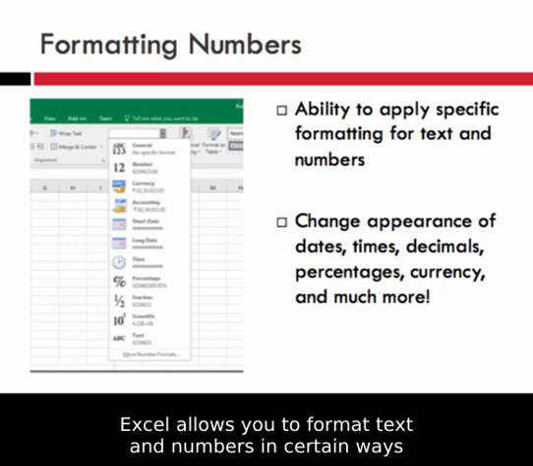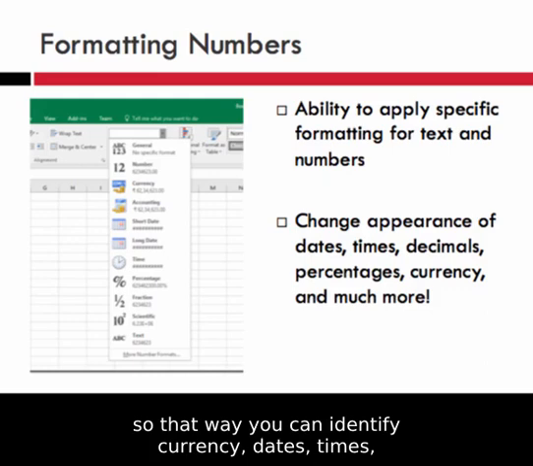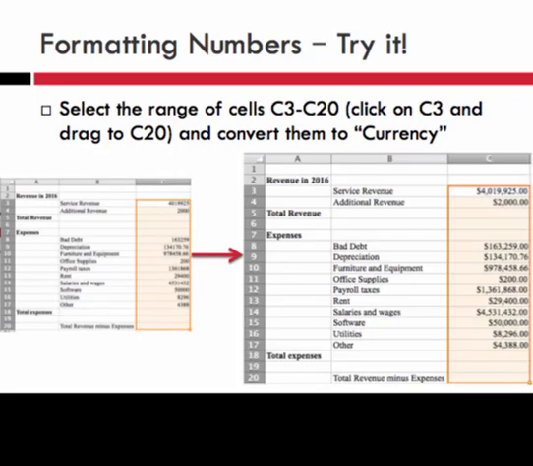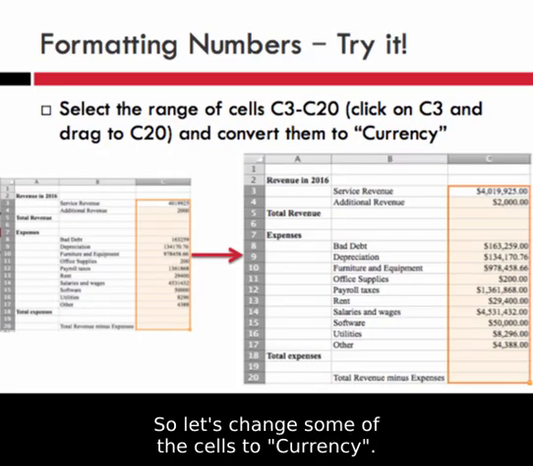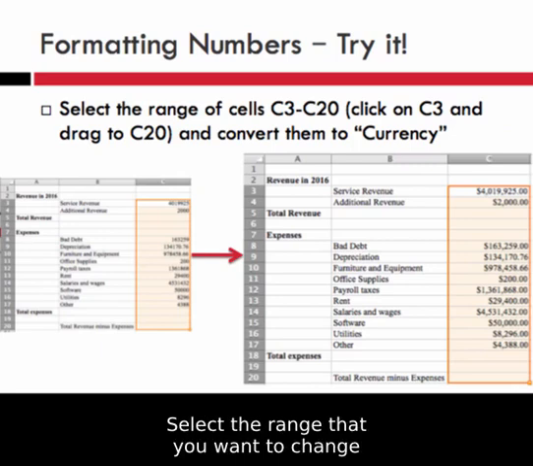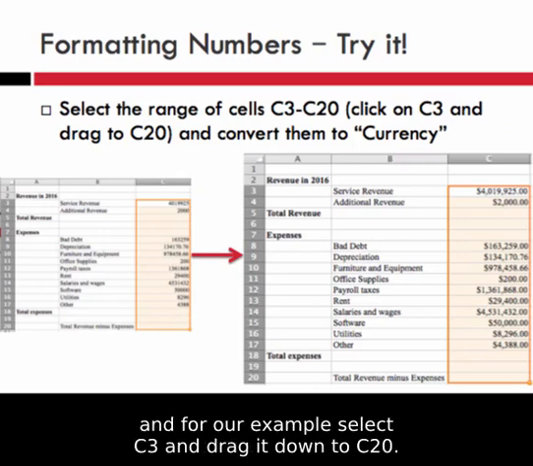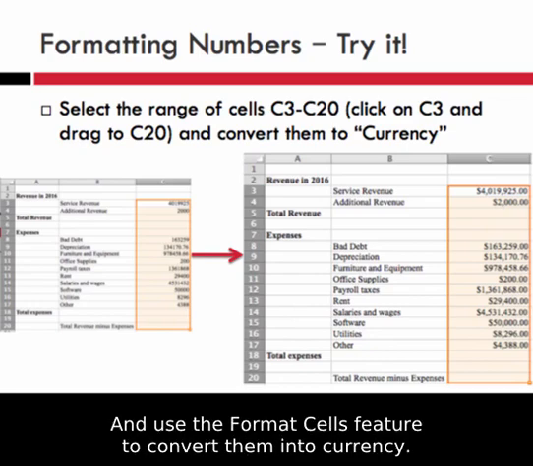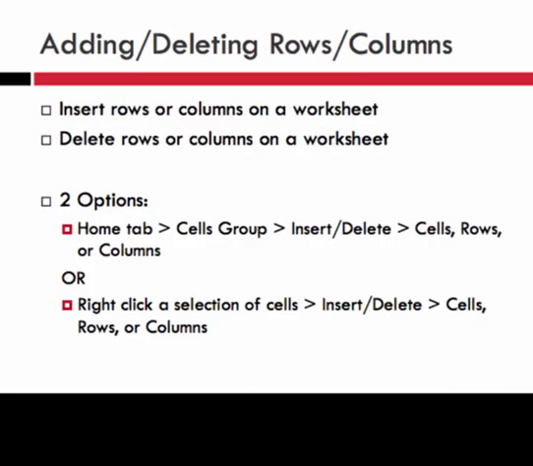Excel allows you to format text and numbers in certain ways so that way you can identify currency, dates, times, percentages, and much more. So let's change some of the cells to currency. Select the range that you want to change, and for our example, select C3 and drag it down to C20. You should see a little highlighted box like the image shows you on this slide, and use the Format Cells feature to convert them into currency.